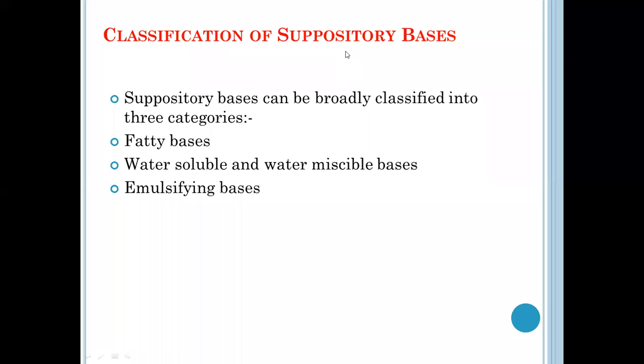So glycerogelatin is a mixture of glycerin and gelatin with water. This glycerogelatin base is used as a water soluble base. Then next, propylene glycol. It is also used as a water soluble base in suppositories.